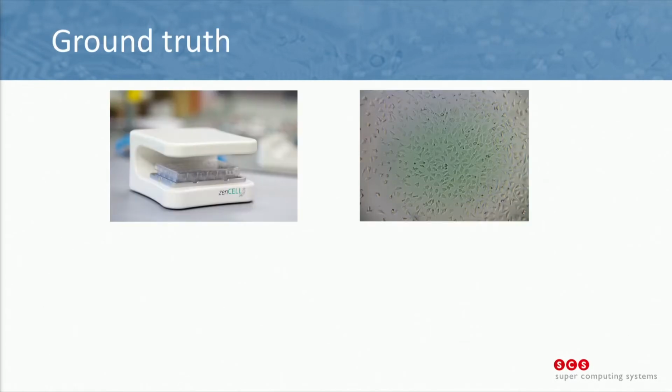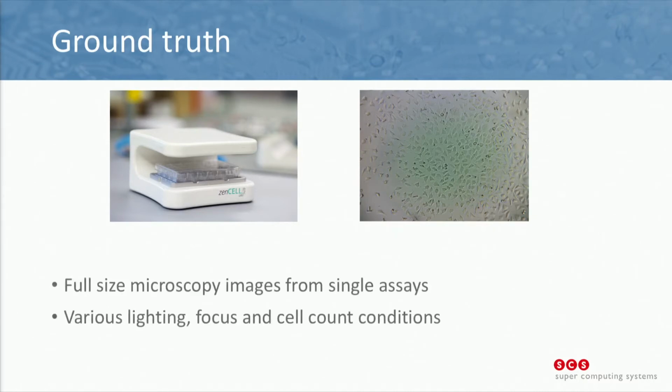Let me first talk about the ground truth. On the left-hand side, you can see the microscopy system that our partner developed. In this microscopy system, you have 24 cameras. And each of these cameras produces an image like you can see on the right-hand side with those L929 cells. Full-size microscopy images, roughly 2,800 by 1,800 pixels, and they cover a wide range of lighting, focus, and cell count conditions.